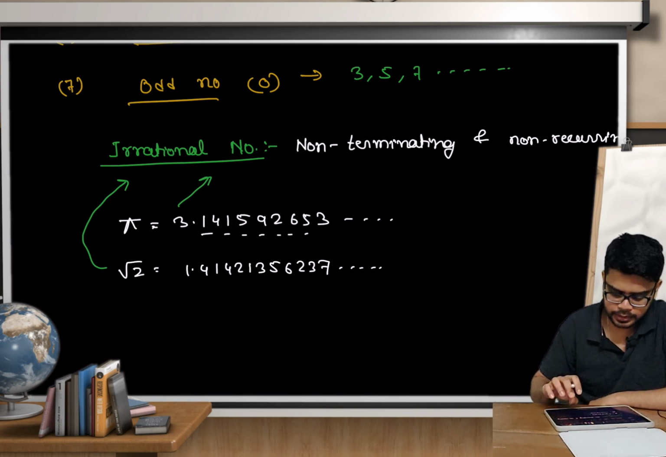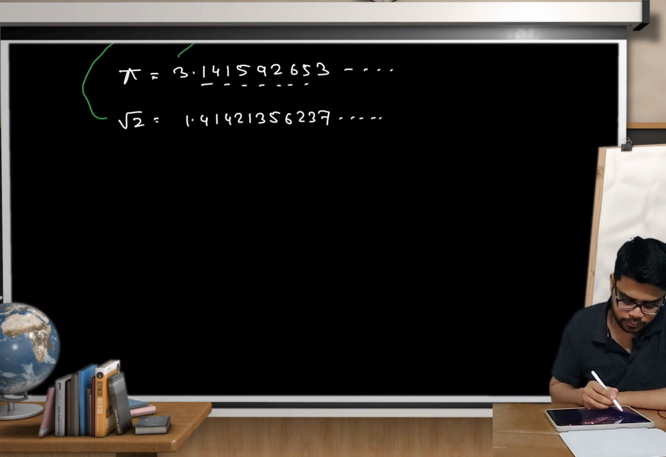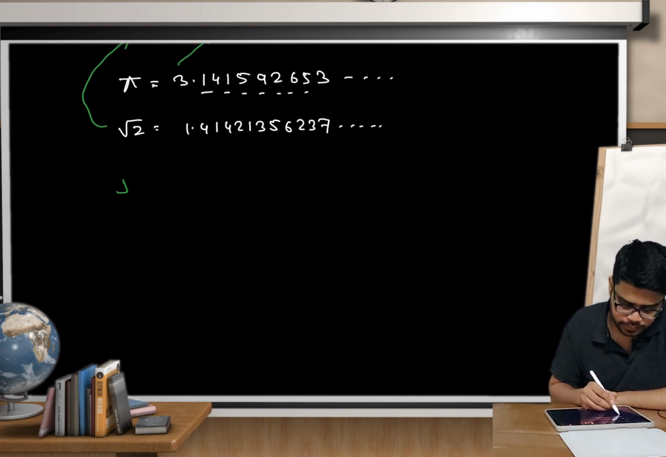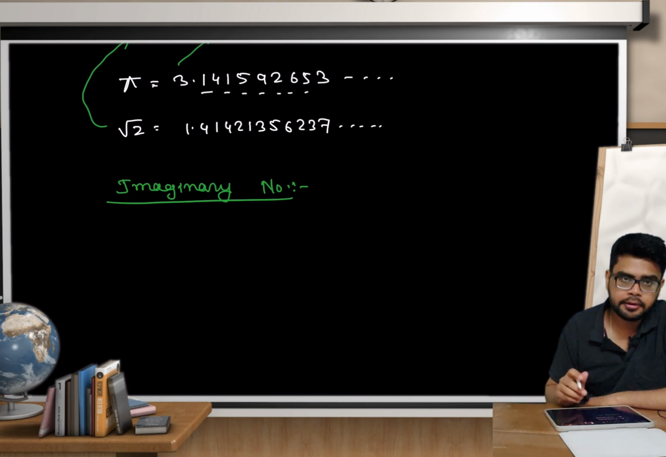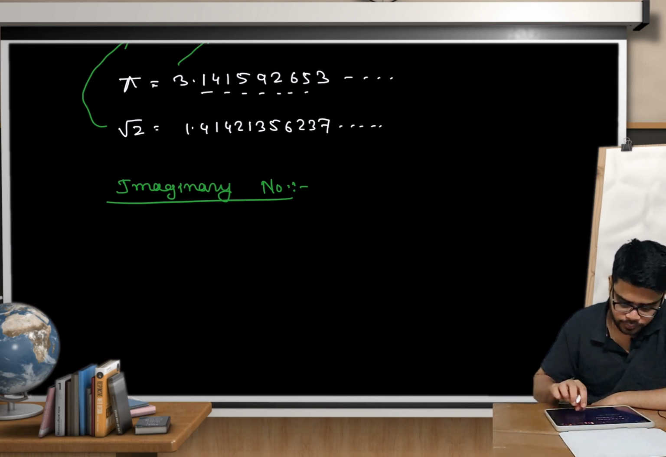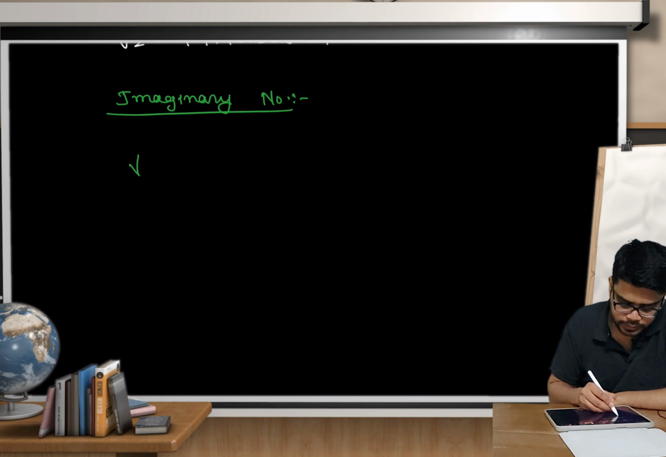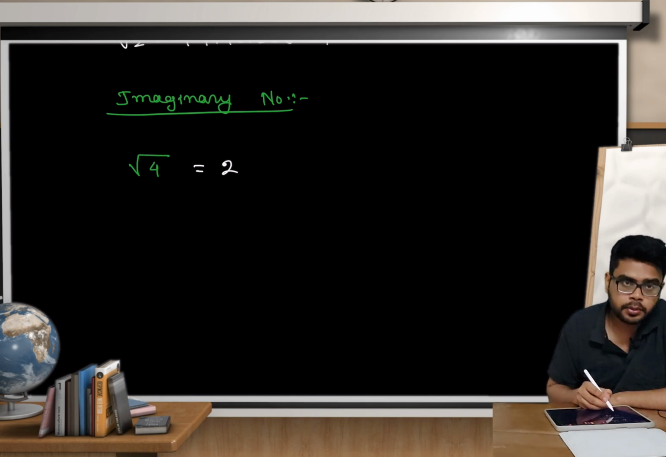So clear? Now you can see imaginary number. Only one number is left now, that is called imaginary number. So what is an imaginary number? I will discuss with an example, okay? For example, what is the value of root over 4? The value of root over 4 is 2, right? 2 is a real number. But if I say root over minus 4, can you say what is the value of it? You cannot say directly, right?